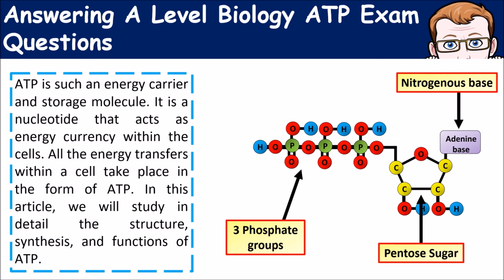ATP is an energy carrying structure and acts as a storage molecule within cells. It's a nucleotide that acts as an energy courier. It's referred to as energy currency. So all energy transfers within the cell will take the form of ATP. We're going to look at a few other key facts about ATP next.